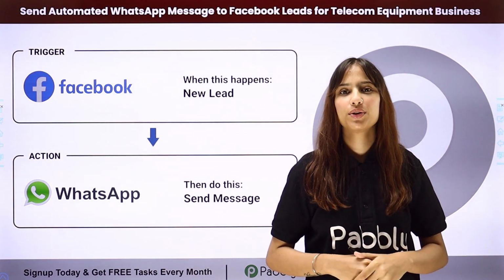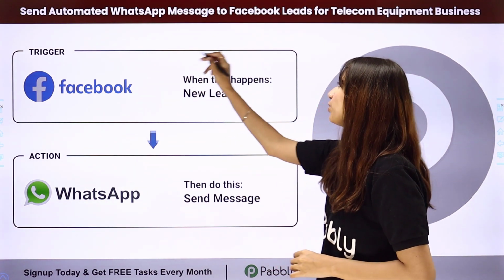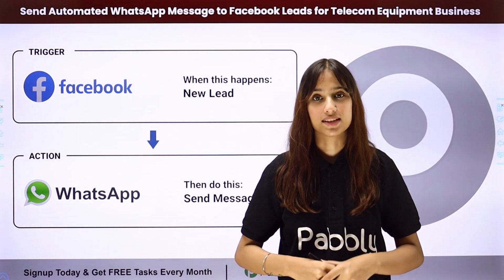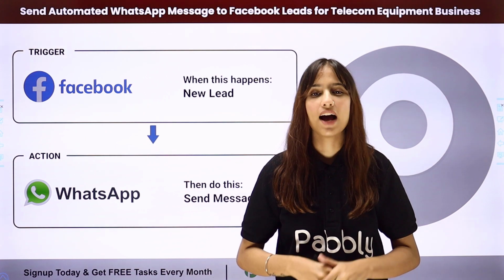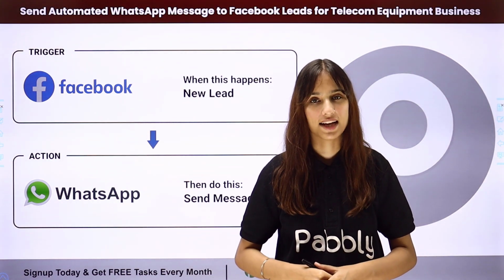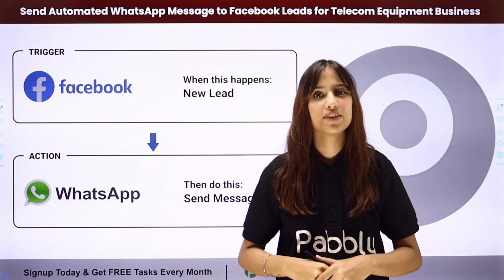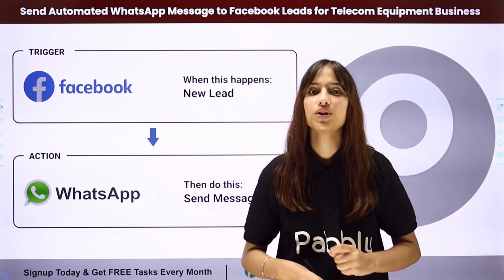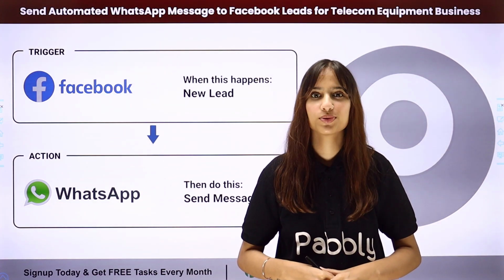So in today's video, we are going to understand how to send automated WhatsApp message to Facebook leads for telecom equipment business. So here let's assume that I have a telecom equipment business and to promote it, I'm using Facebook lead ads. So here my objective is that whenever I'm going to receive a new lead through Facebook lead ads, then I want to send an automated WhatsApp message to that lead.